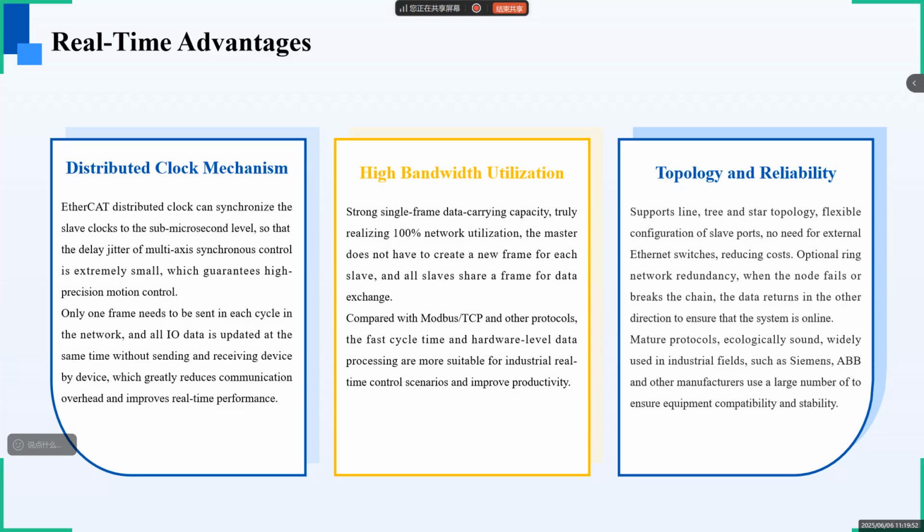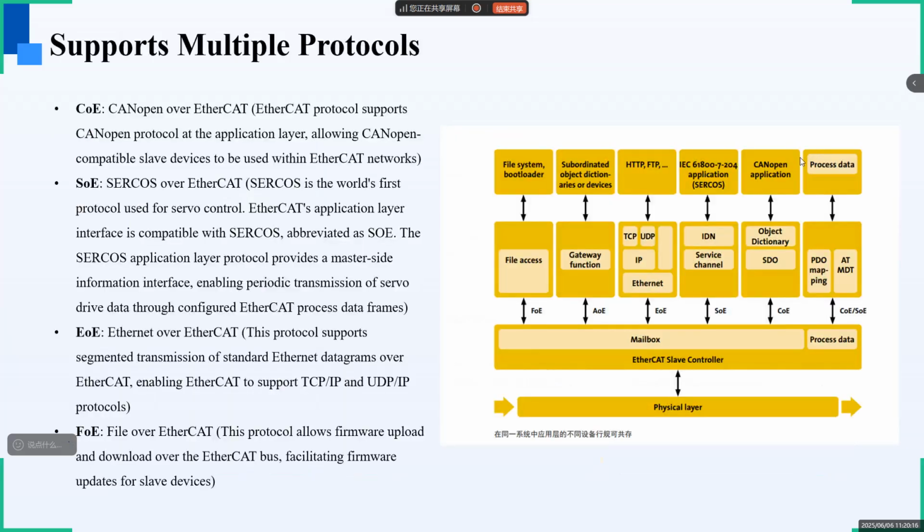The main battle does not need to create a new data frame for each United Front. All United Front members share one network frame for data exchange, which is highly reliable and supports network redundancy. You see, Kit has a mature ecosystem, including support for open-source protocols such as SSC. It supports multiple protocols, such as CANopen, etc.